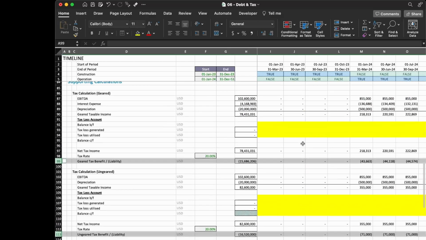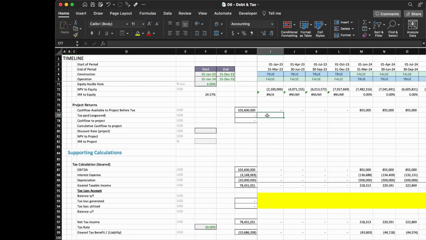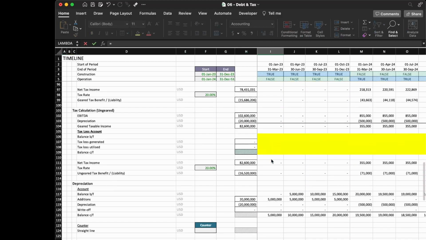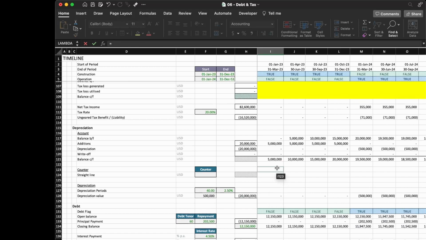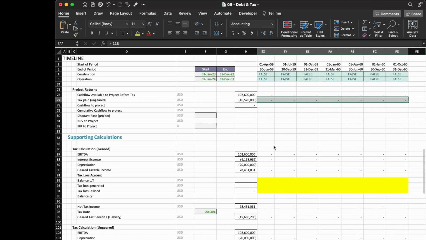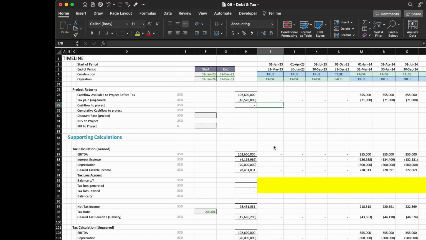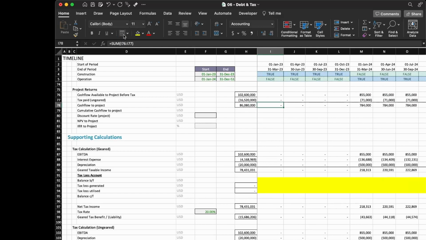What I'm going to do now, since we finished the tax calculation, is go back to the project returns and plug in the tax paid, which is equal to the number below here. And where is it? Oh, it's here. I am going to copy and paste, and the cash flow to project is equal to this one here. I'm going to copy and paste everything. I am going to add an upper border, and that's it. So we do have the cash flow to project, and it's $80.86 million.